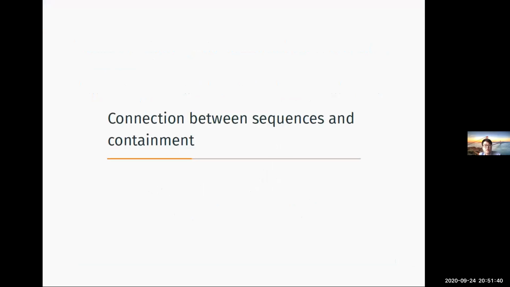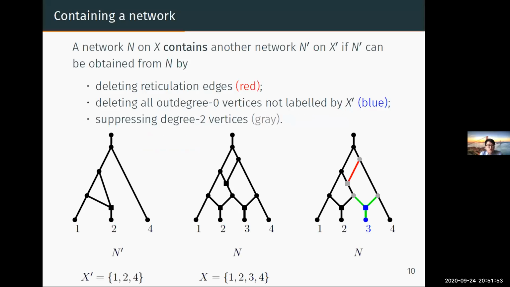All right, so I told you about this sequence of ordered pairs that can reduce a network. So where's the connection between the sequences and the containment? Remember, this is the slide from the very beginning of the talk for when a network contains another network. So I'll just skip this.